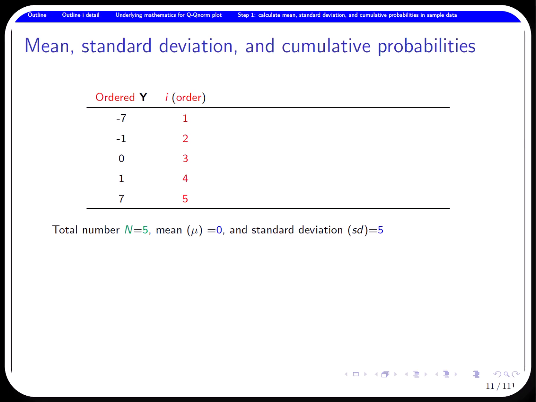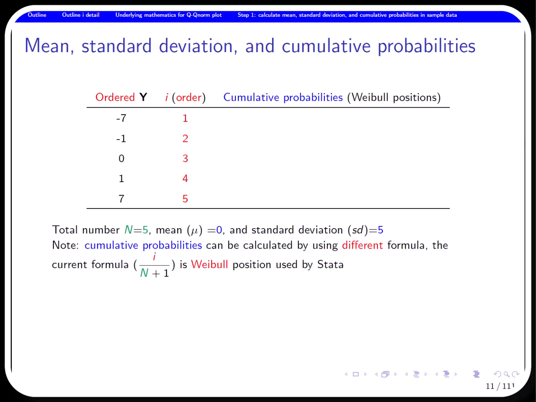Let's calculate cumulative probabilities. Cumulative probabilities can be calculated by using different formulas. The current formula is variable position used by Stata. If you pay attention to the formula, only order and the total number matter. Actual values do not affect cumulative probabilities. Let's go through each observation one by one.